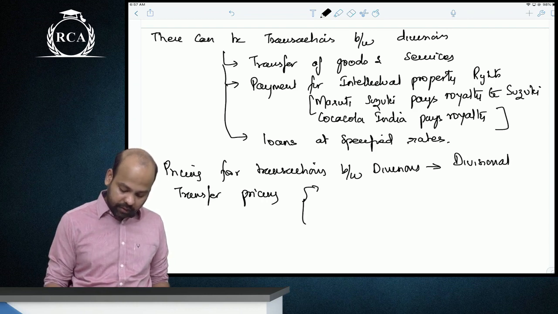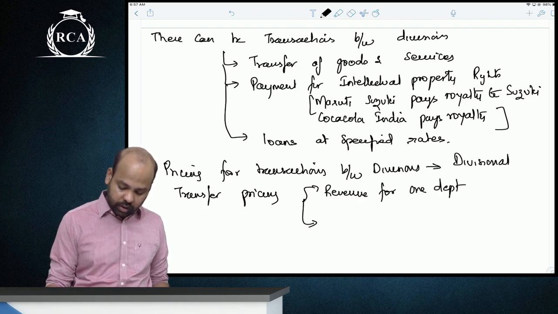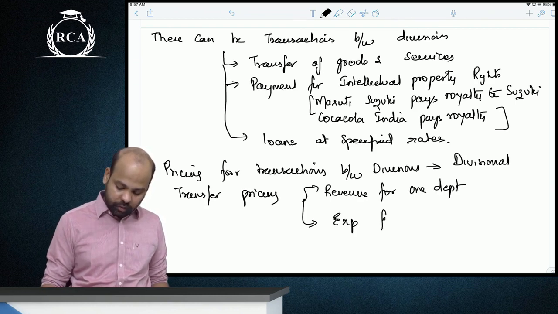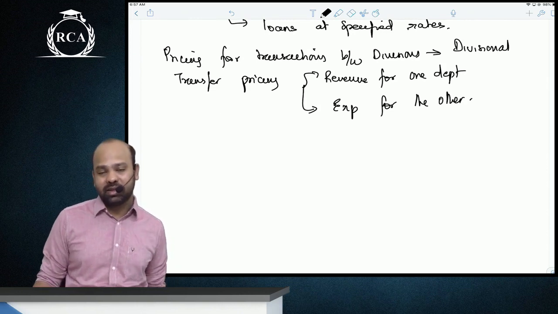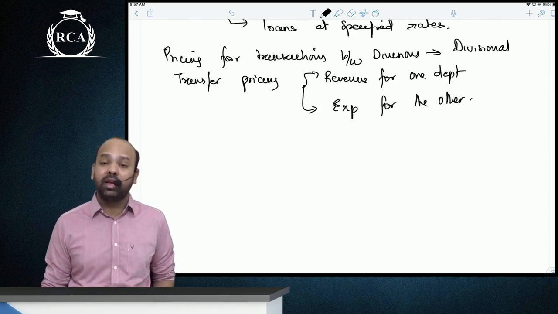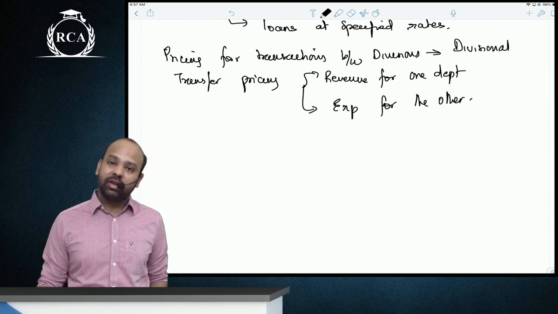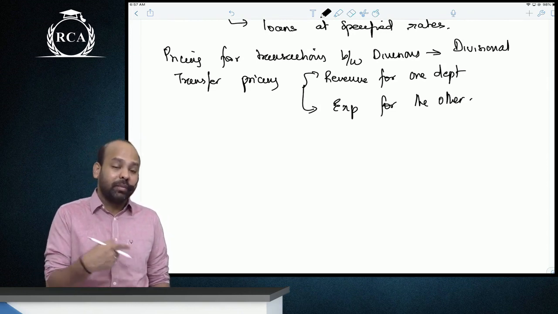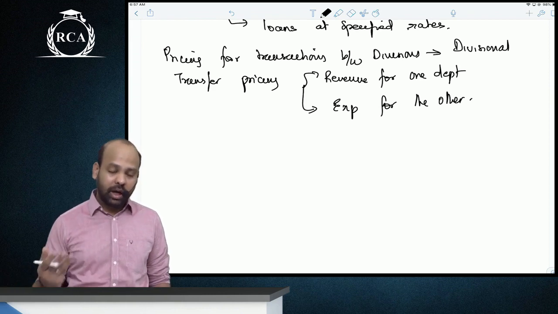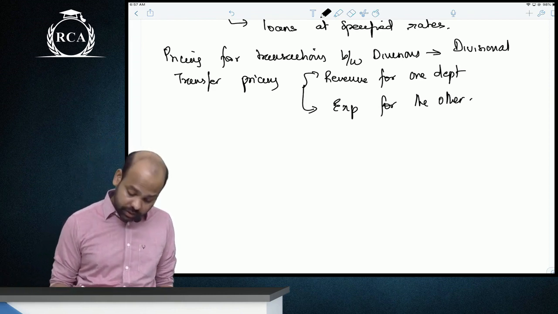Remember, it is revenue for one department and expenditure for the other. It will affect performance evaluation of the division. If they're working as profit centers, don't you think that it will affect the performance evaluation? Yes, sir. Even if they're working as cost centers, imagine what if the transfers are being made at a higher cost to the other division. It will still affect the performance evaluation.